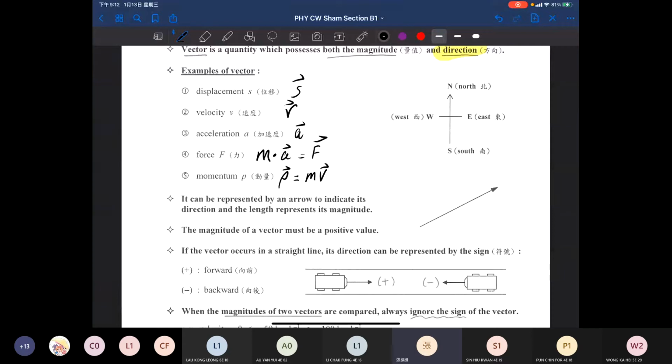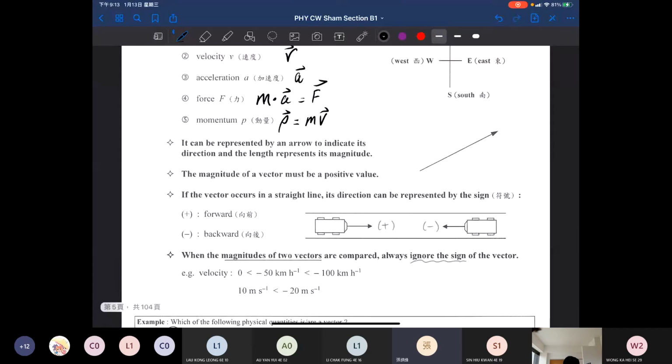But actually, most of the past papers do not count this kind of thing in the marking. The length of the arrow actually represents the magnitude of the vector. So most of the time, a larger force uses a longer arrow to represent it. Okay. So the magnitude of a vector must be a positive value. What does that mean? Because the sign of the vectors actually only represents the direction only.